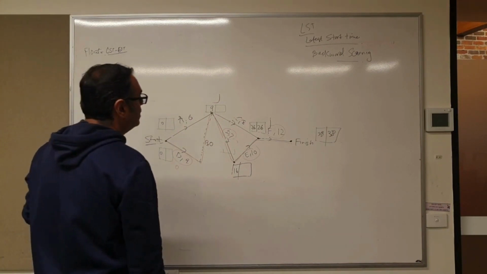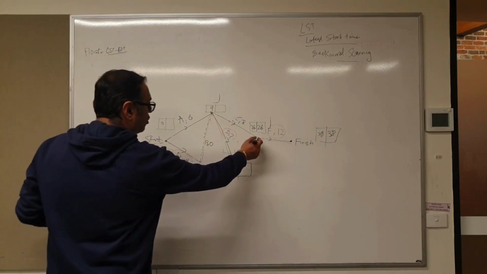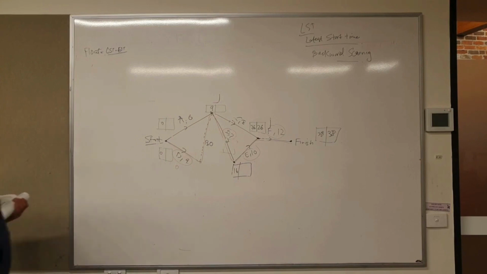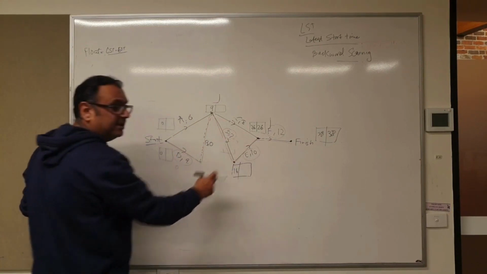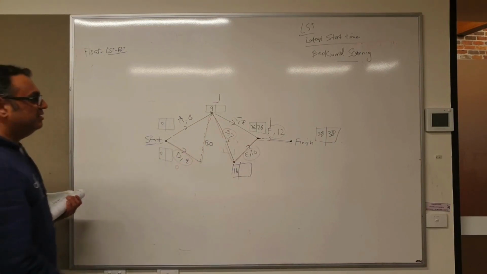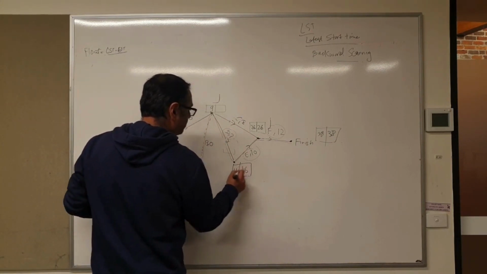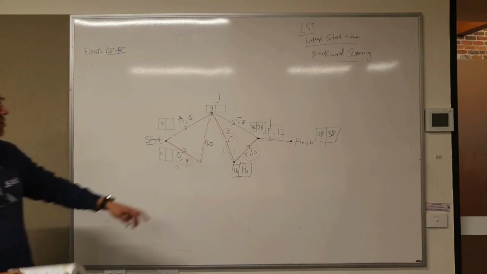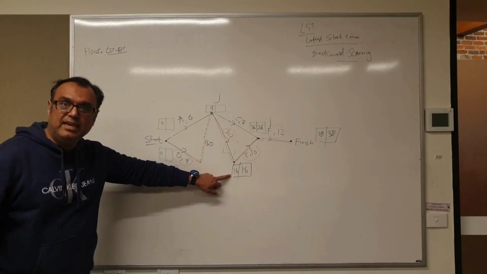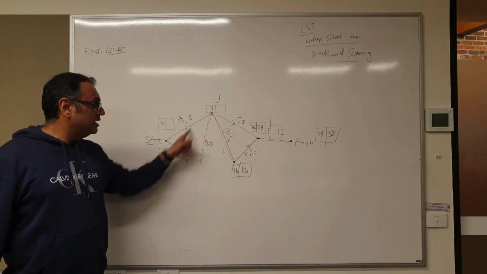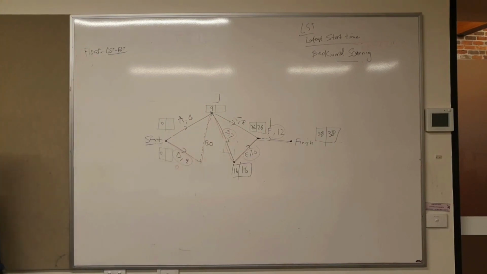Now let's go from F to E. You've got 10 here, so take away 26 minus 10. How much? You got 16. You see now the float of activity E is also 0, 16 minus 16, and that is why it's in my red line path. Does that make sense?